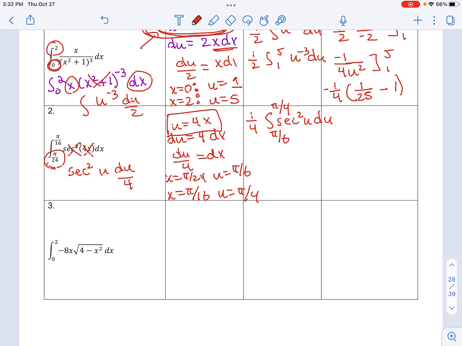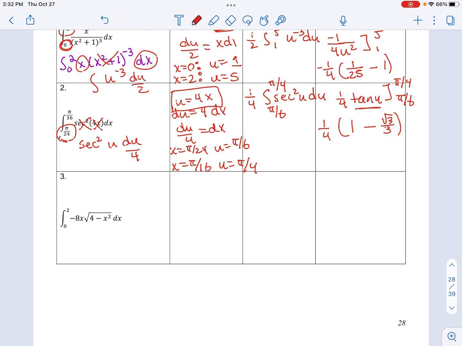Antiderivative of secant squared is tangent, so 1/4 tangent of u. So since I changed my bounds, I do not have to plug the u back in. So I've got 1/4, pull that in the front. Tangent of pi 4 is 1, minus tangent of pi 6 is √3 over 3, and I'm going to leave my answer like that.